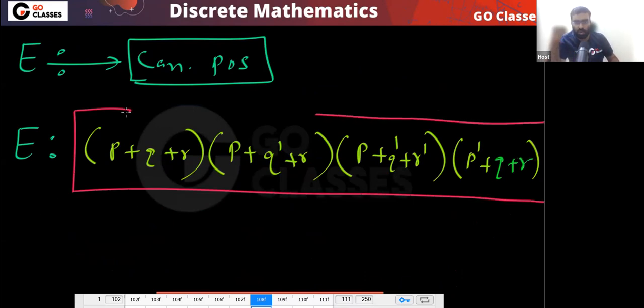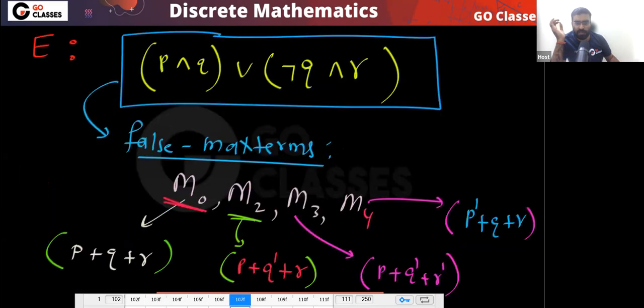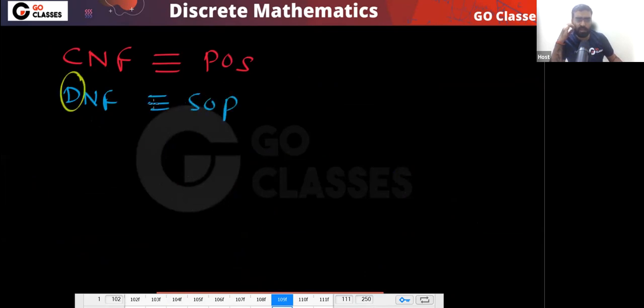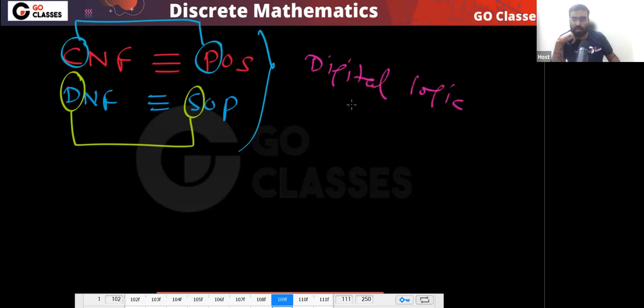Those students who did not understand this, please understand, this is a question from digital logic. Remember, canonical conjunctive normal form, CNF, is nothing but product of sum. And similarly, DNF is nothing but SOP. You can understand it like this: disjunction means summation, and conjunction means product. Ultimately, this is just a digital logic question.